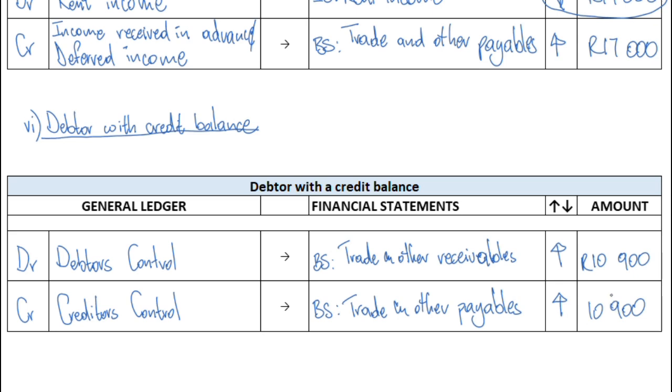As you can see, this doesn't affect our statement of comprehensive income, so there are no adjustments to make in that statement, but we will need this information later when we do the statement of financial position.